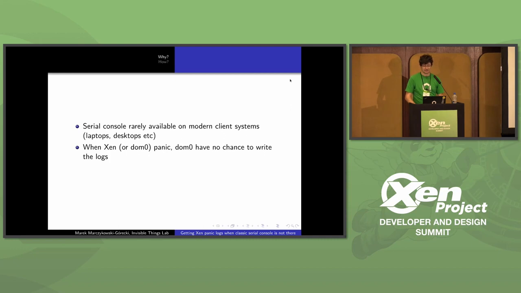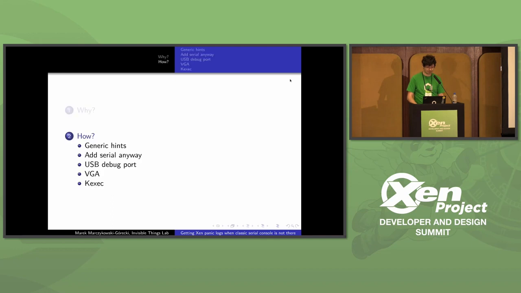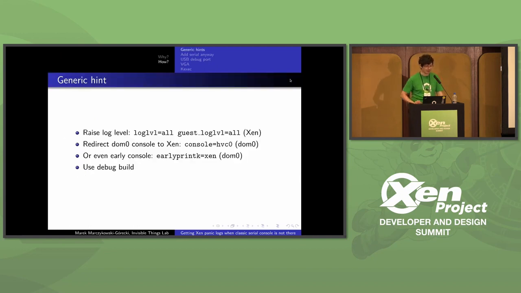And normally, when you have some problems, you can look into logs, but when Xen or the DOM0 kernel panics, there is nothing that would save the logs. So we need some external way to extract them. Okay, so there are some methods to do that.